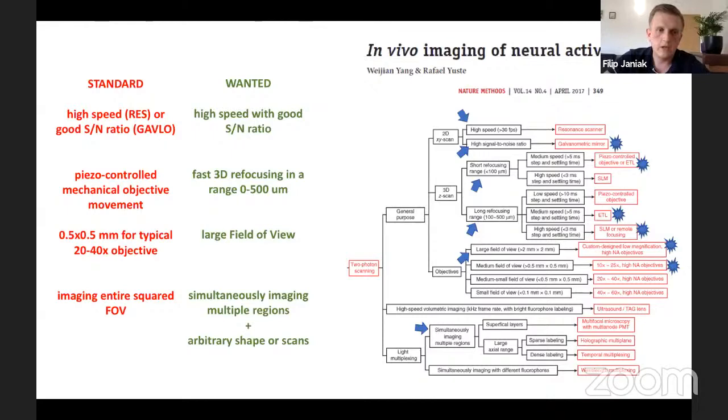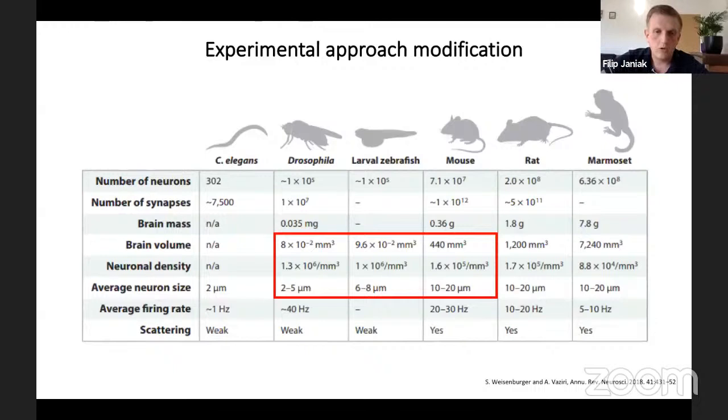What is also very important is to adjust our experimental approach according to the kind of sample on which we would like to do our experiment. Just look at the parameters of the different species: the size of the brain, the density of neurons, and the average size of neurons, which is absolutely different from Drosophila, zebrafish, or the mouse or rat. And so using exactly the same setup for all of those kinds of experiments on these species is just inefficient.